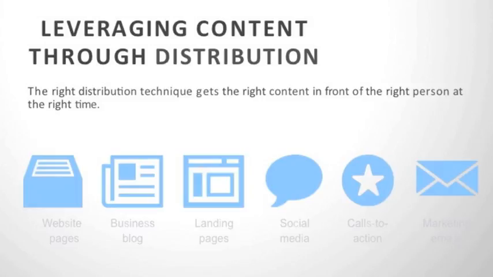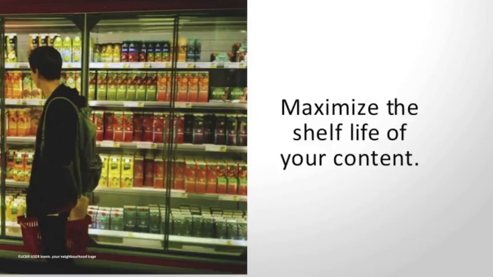All of these methods work. You just have to be promoting continuously. If that ebook is still relevant 6 months after you've created it, promote it again. Think of content distribution as a way to maximize the shelf life of your content. Amplify that content. Don't make the mistake of getting a lot less engagement than you should for the amount of time you're spending on creating content.